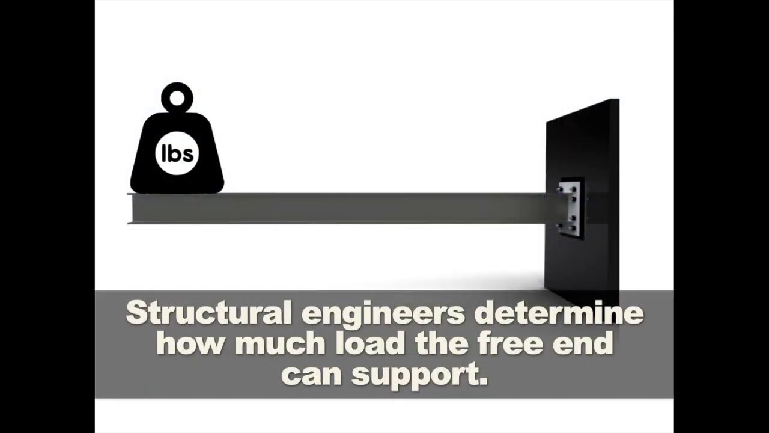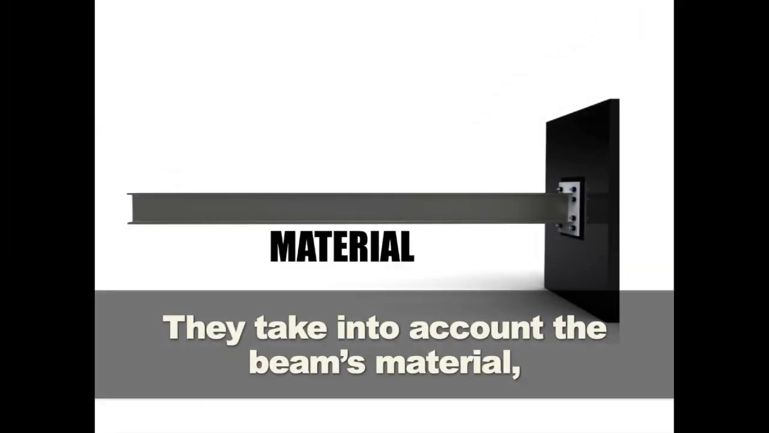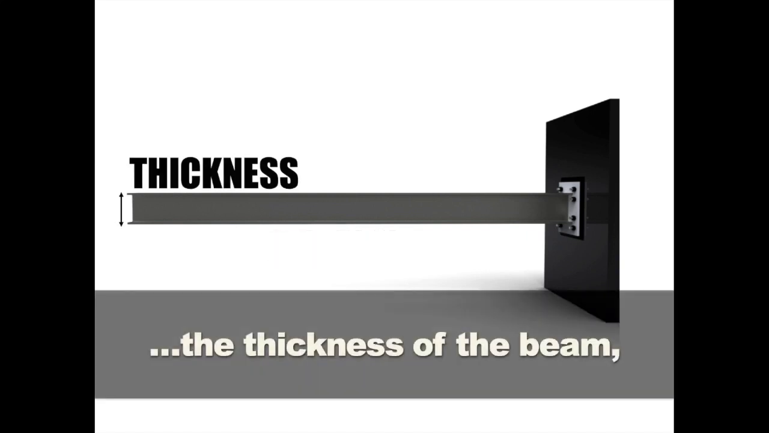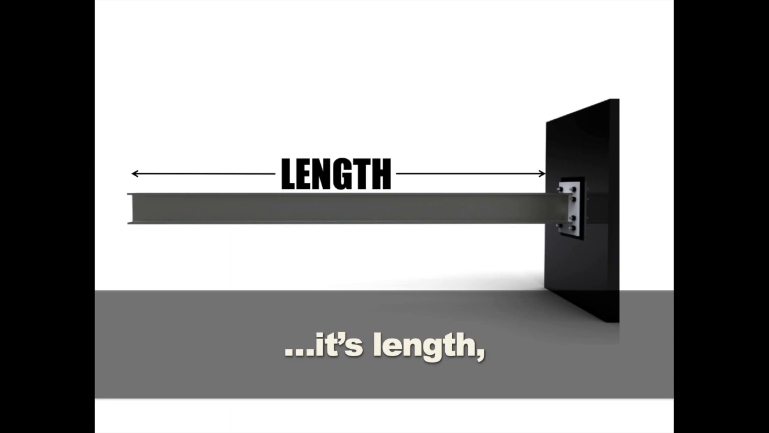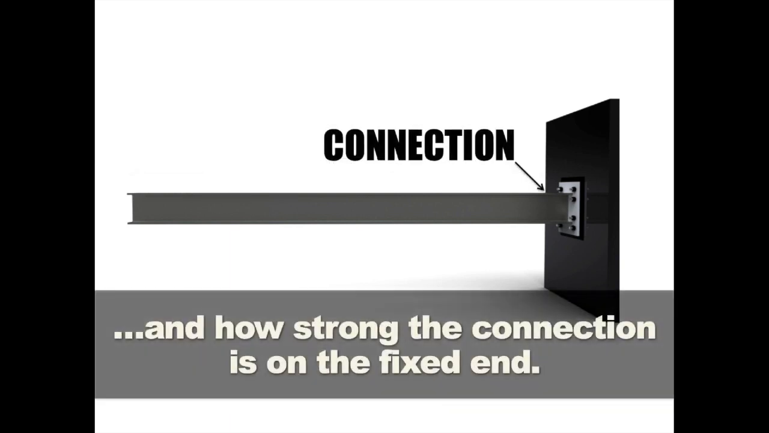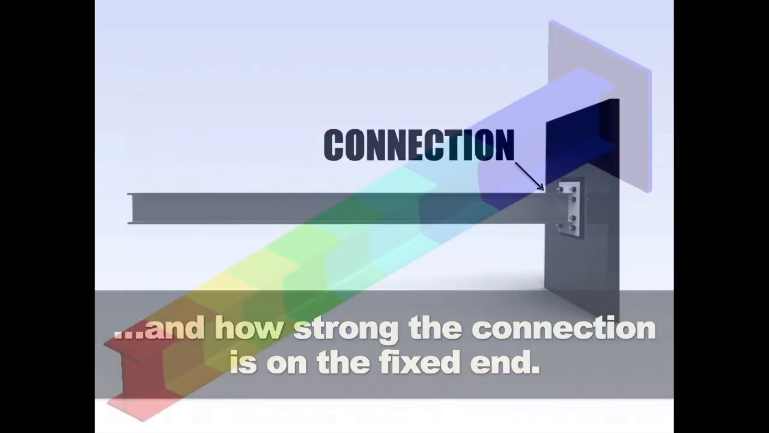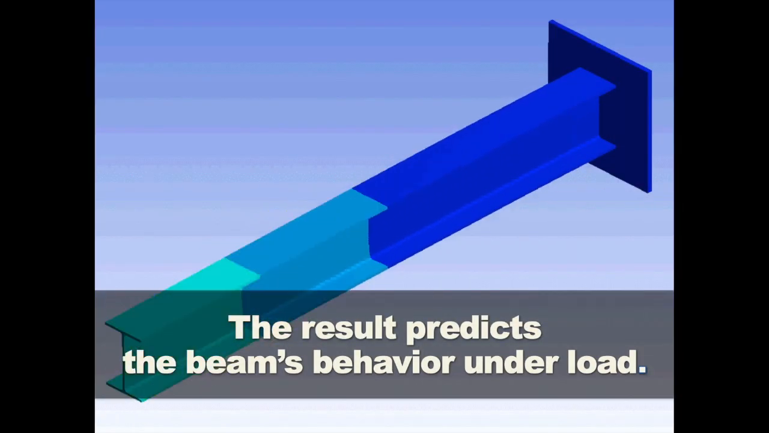Structural engineers determine how much load the free end can support. They take into account the beam's material, the thickness of the beam, its length, and how strong the connection is on the fixed end. The result predicts the beam's behavior under load.